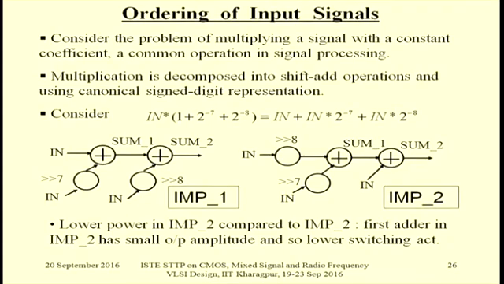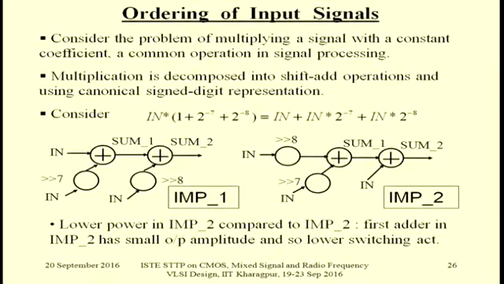Because this number is sizable. Assume that this number is much larger compared to the next two numbers. So here the switching activity is say 0.7, and here it will be the same 0.7. On the other hand, if you add these two first, which are very small numbers, the switching activity is brought down by a sizable amount. So this is the first implementation, this is the second implementation. You see lower power in the second implementation compared to the first. The first adder in implementation 2 has small output amplitude and so lower switching activity.